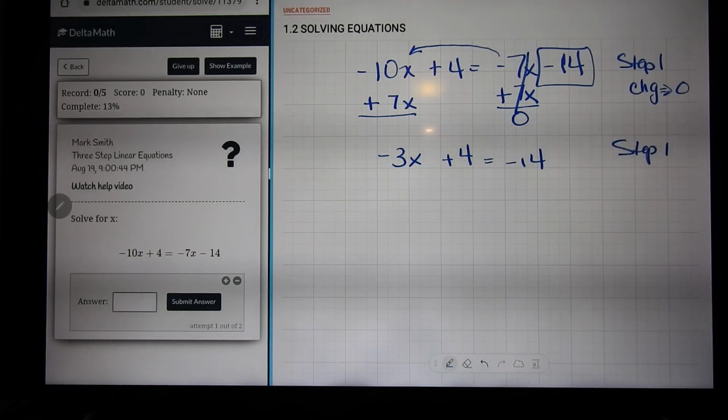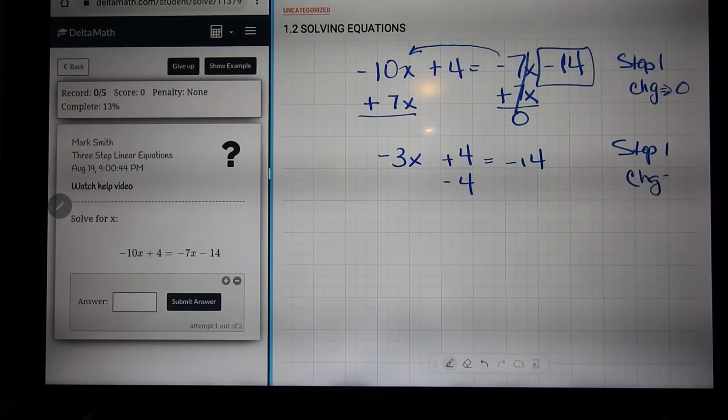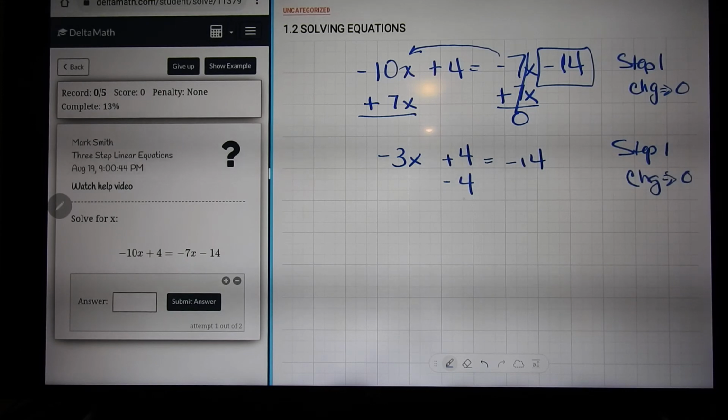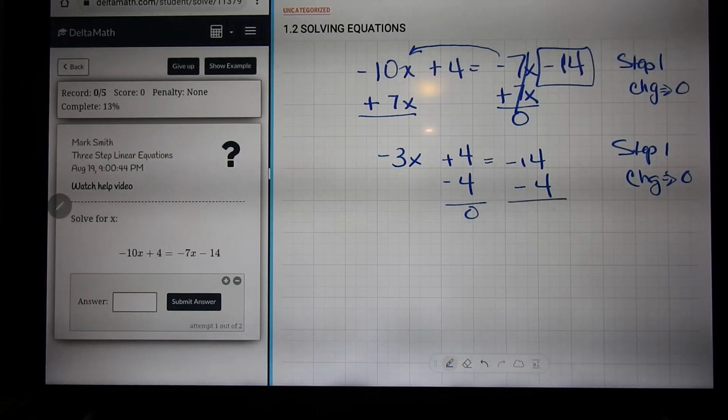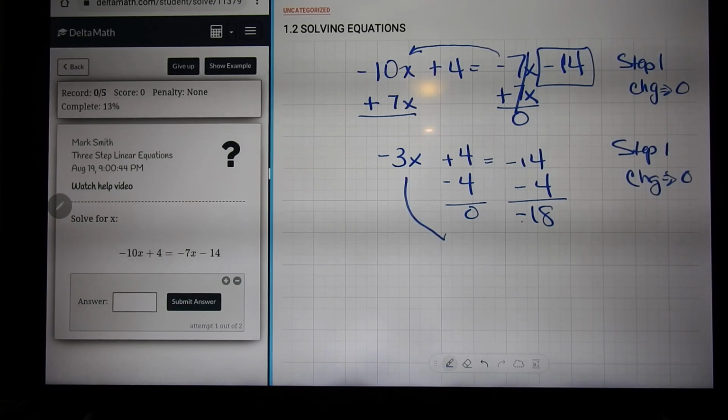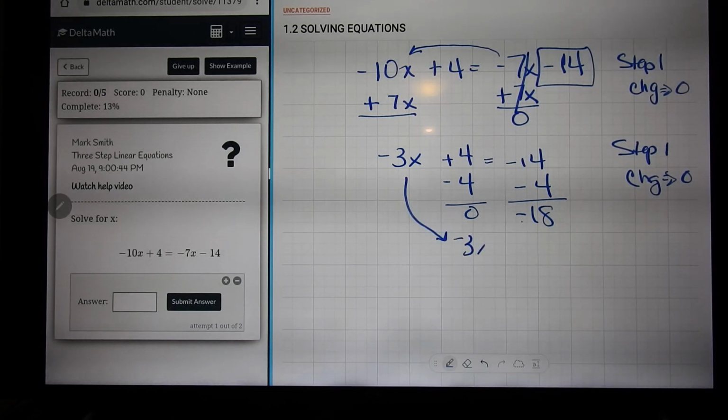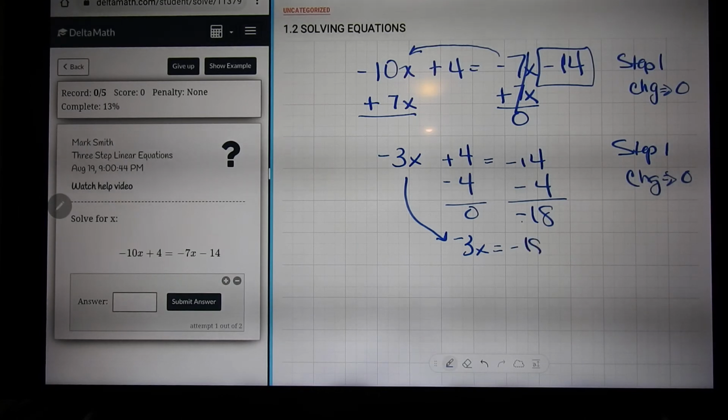Step 1, all right, we are going to change this 4 to a 0. And if we do it on that side, we need to do it on the other side for a property of equality. So we get negative 18 on this side, and that gives us negative 3x equals negative 18. Now we do step 2.